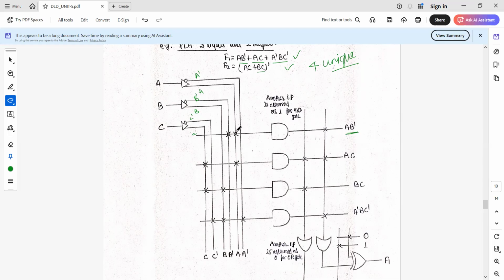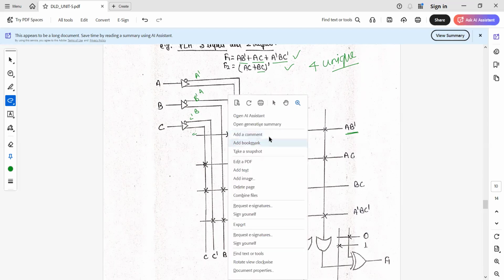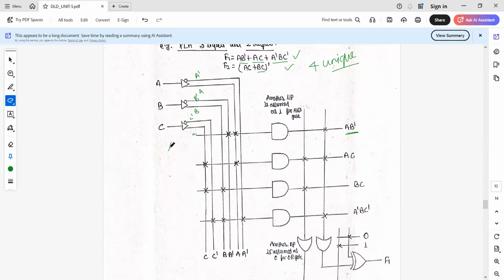So this cross is connected where we have A, and this is connected where we have B dash. This cross is going to represent that the fuse is intact, whereas this plus symbol, where we are not applying the cross, shows that the fuse is blown. Like this, we are going to give the connection to each AND gate. So corresponding literals are connected on this logic array line with the help of a cross.